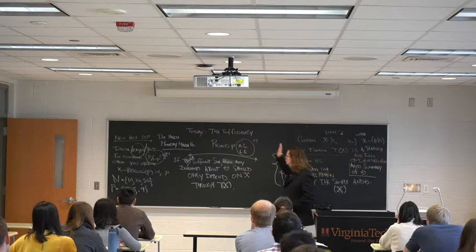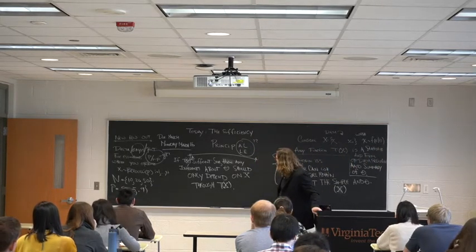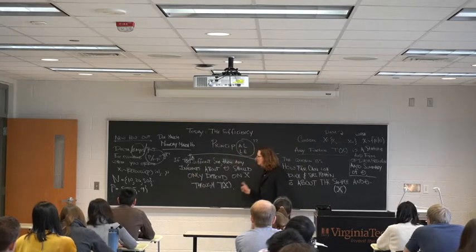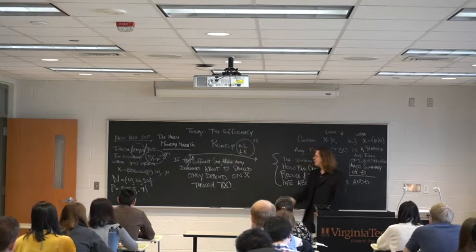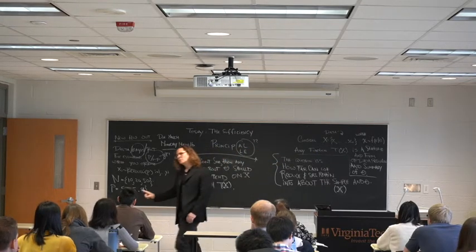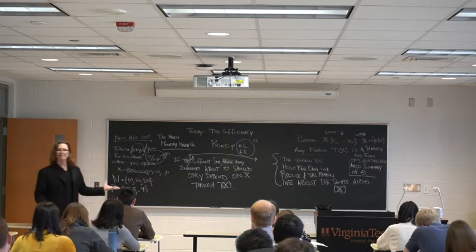So, switching the chapter, the sufficiency principle. Sufficiency principle says this. This is the principle. If T of X is a sufficient statistic, then any inferences about theta should only depend on X through T of X. Okay. So that's a pretty convoluted statement. What is that?